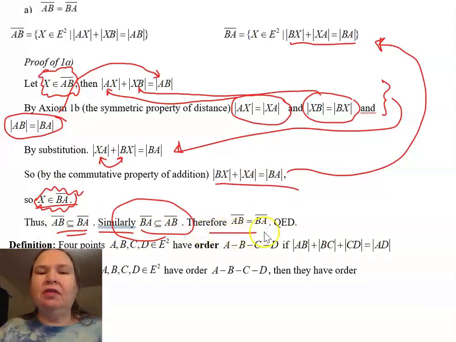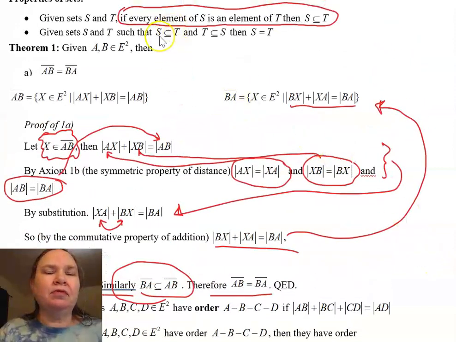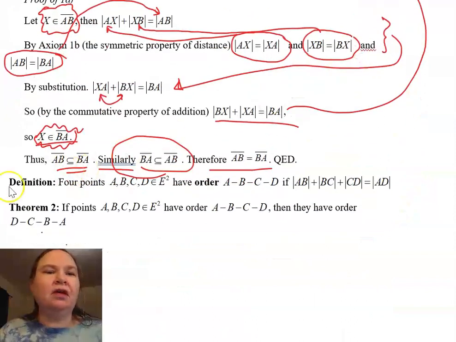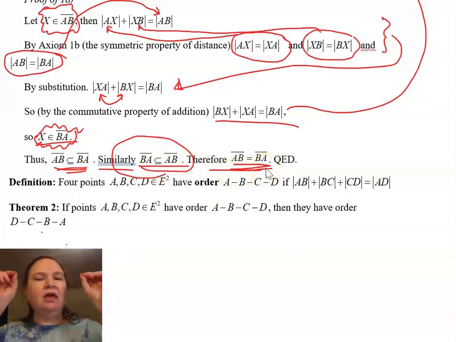And then I've got this property here, therefore AB equals BA, and that comes from this property of sets. If I can say S is a subset of T and T is a subset of S, then they're the same set. If I can say AB is a subset of BA and BA is a subset of AB, then they're the same set. They consist of exactly the same points.